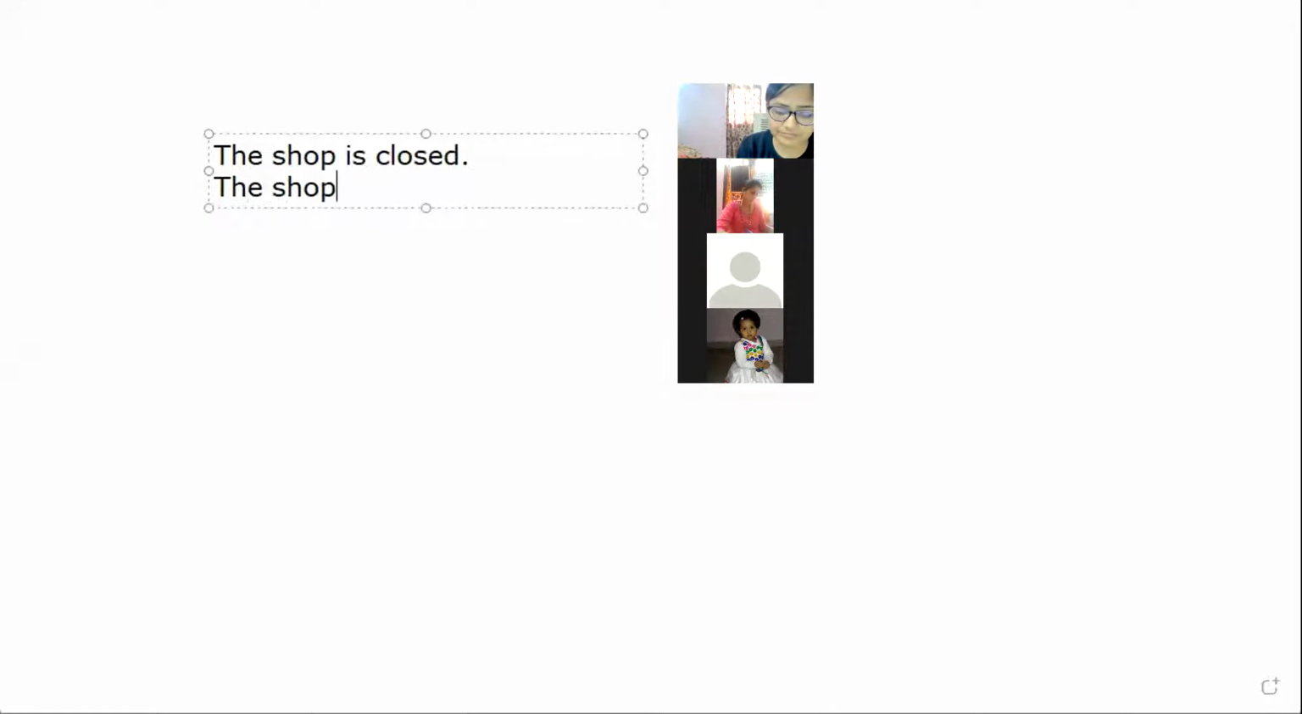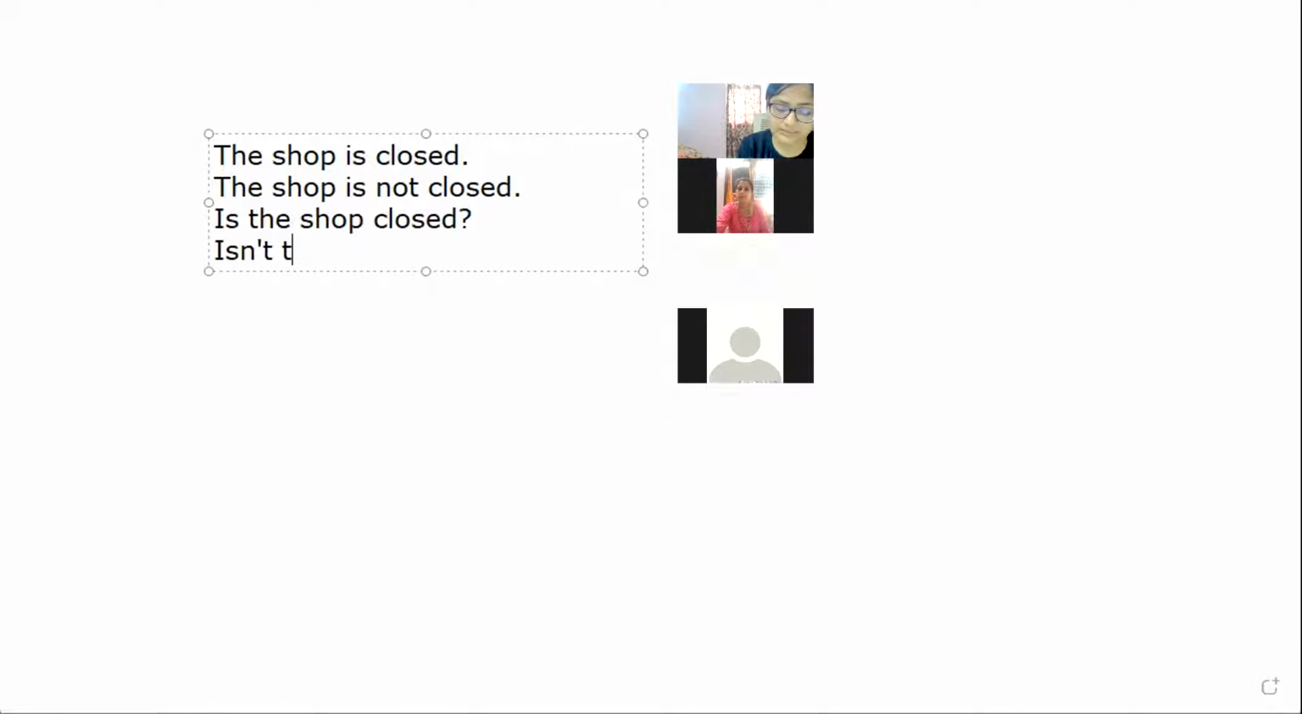The shop is not closed. Is not closed. And what will be the question? Is the shop closed? Yes, question. And negative question? Is the shop not closed? Isn't the shop closed?